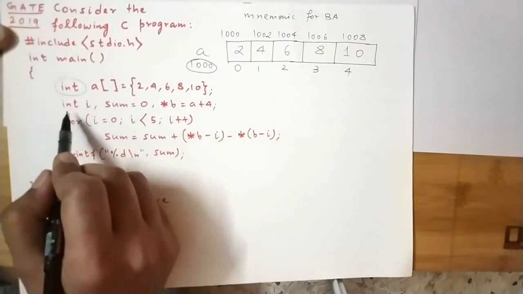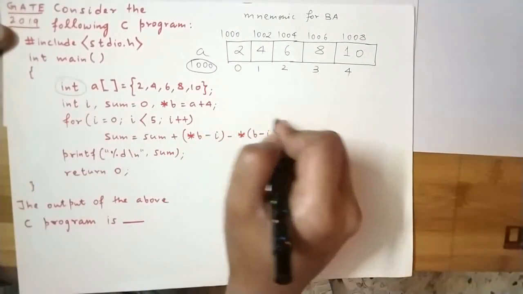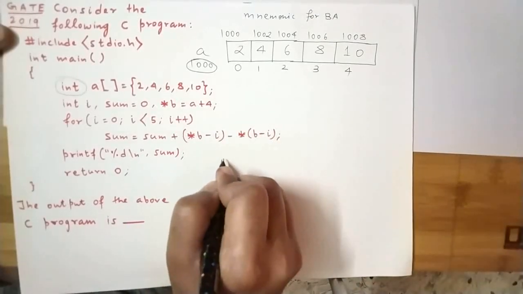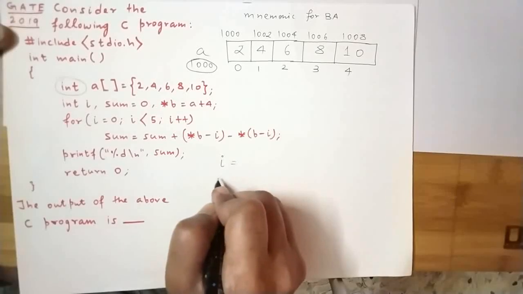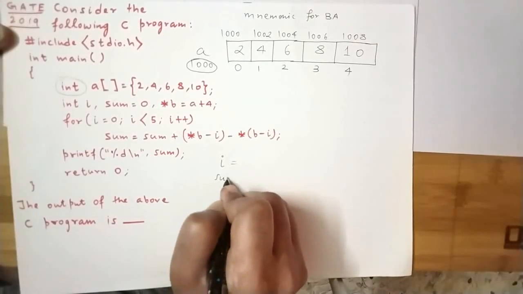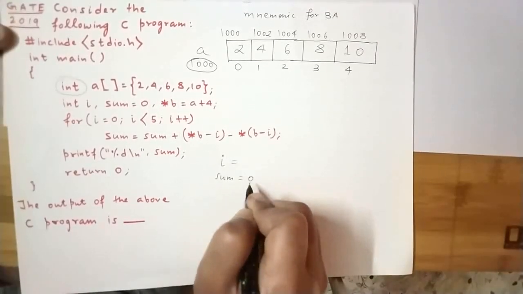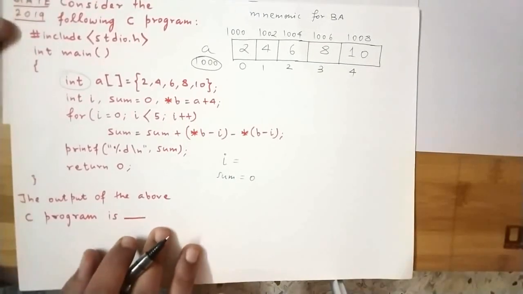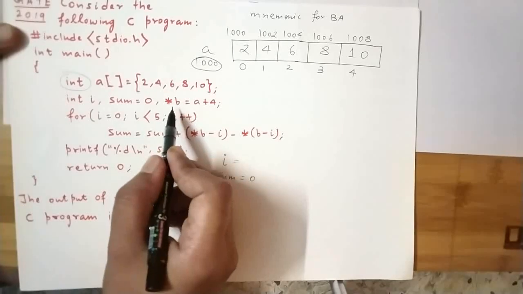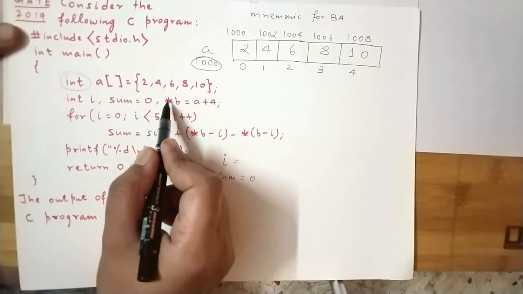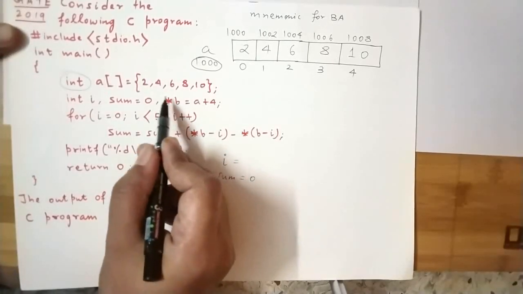Now in the next line what we have is a declaration of the variable i. So the variable i has been declared. It still doesn't have any value. The variable sum has been declared, in fact initialized, with a value of 0. And we have a pointer variable. Why am I saying it's a pointer variable? Because there is this asterisk before it, right?